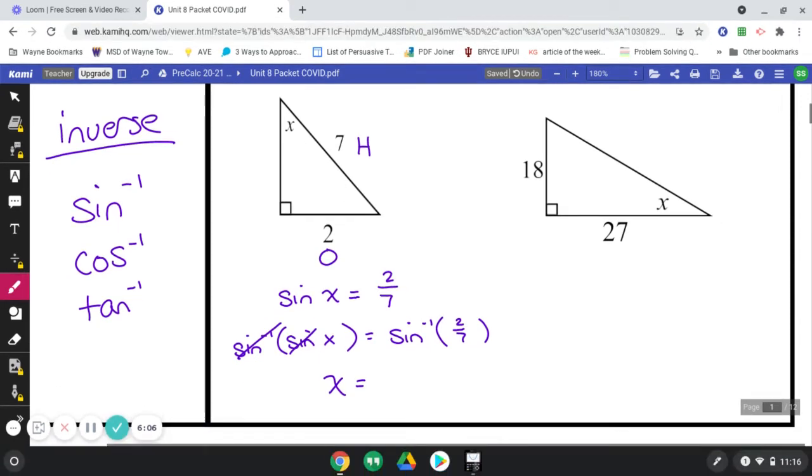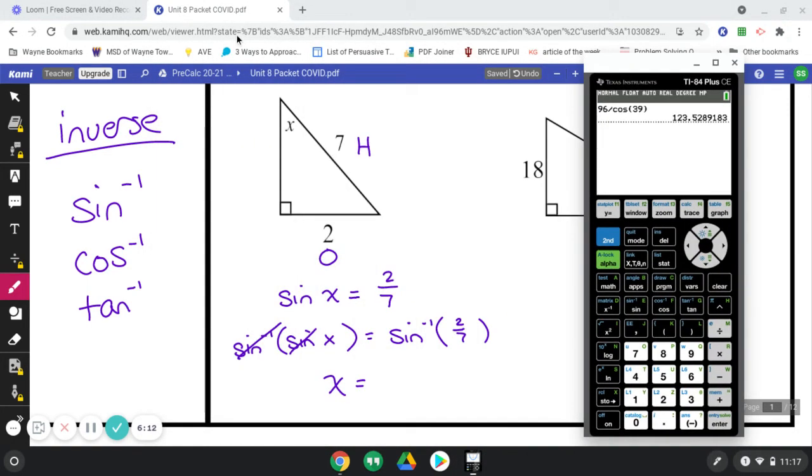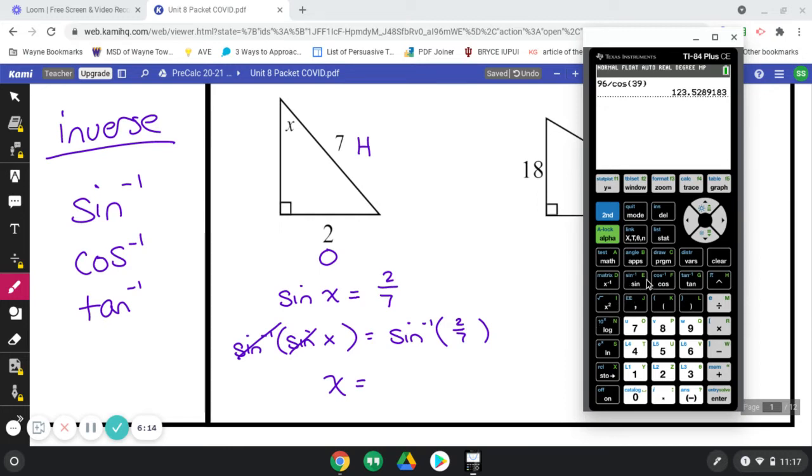Pull up the calculator. Your inverse sine is located right on the same button as your sine. Notice right here. To access that, we're going to hit the second button, or if you're using the Calculator app, it'll be a shift. So second sine, or sine inverse, of 2/7. 2 divided by 7. And that gets us 16.6 degrees. Again, still in degree mode.